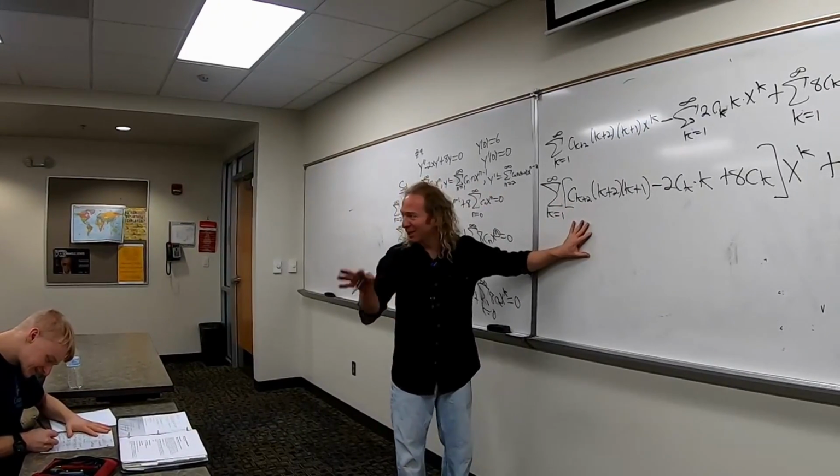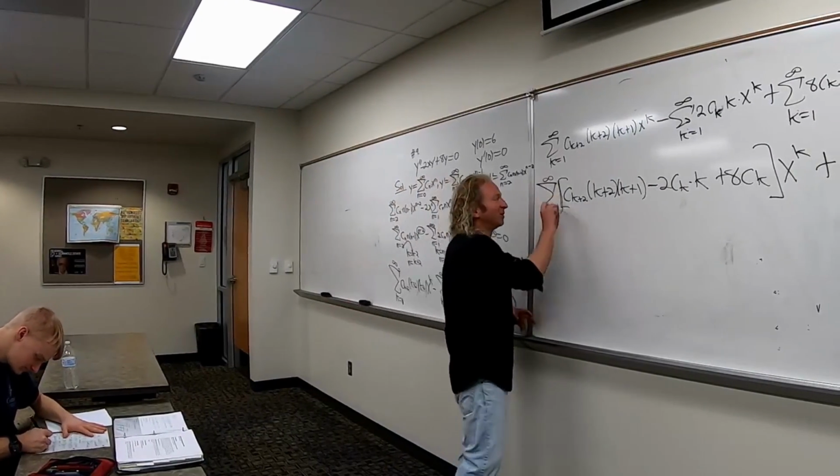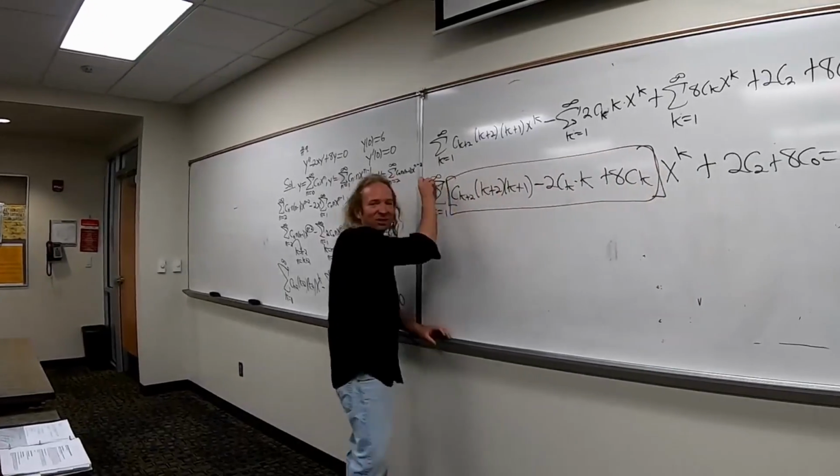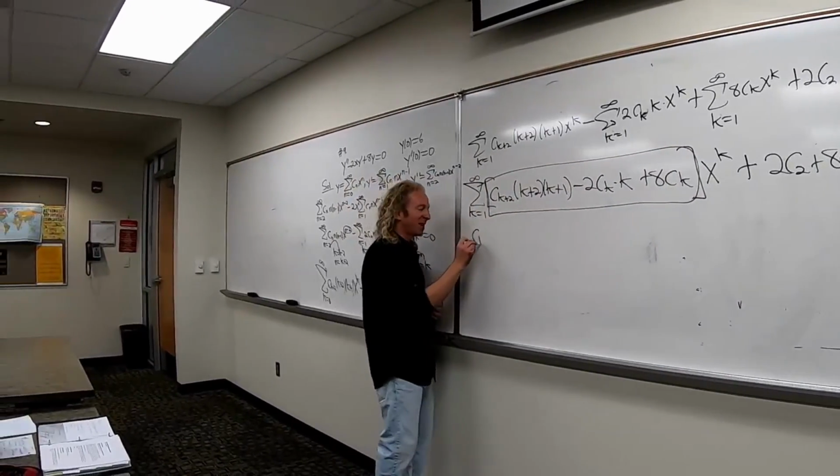All right. So now we set each piece equal to 0. So we take this and set it equal to 0. So we have C sub k plus 2.